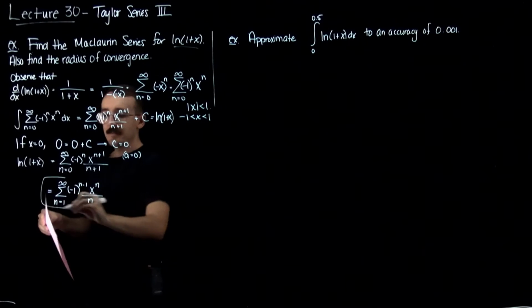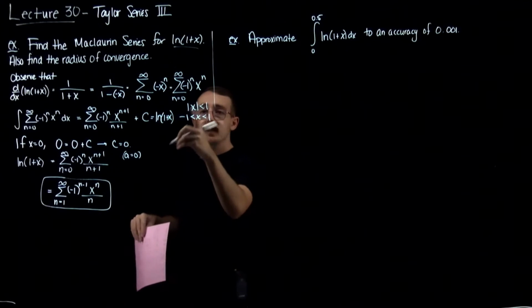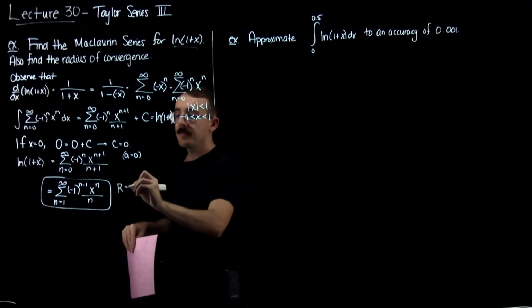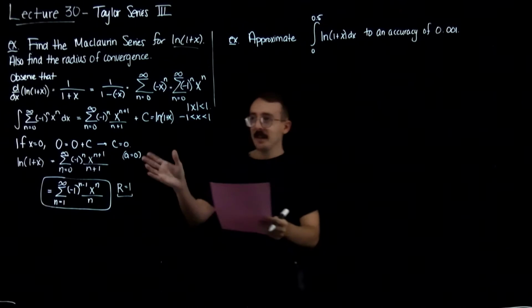So this is our Maclaurin series. And the radius of convergence, we get that from this right here. The radius is going to be 1. OK? So that's that example.